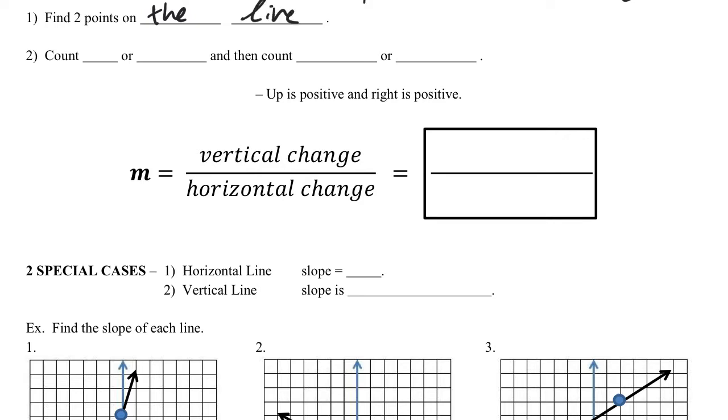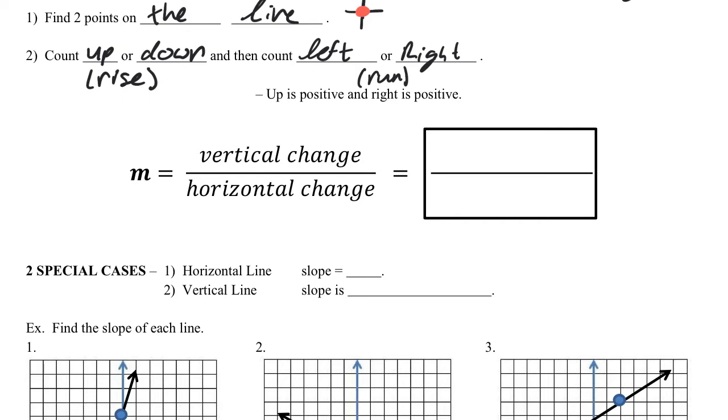You want these to be 2 points that, if you're looking at the grid, sit right on the intersection of the grid lines. So you want to pick points that have integer values, not points that might have decimal values. Okay, so all we're going to do is count up or down, which is our rise, and then count left or right for our run.